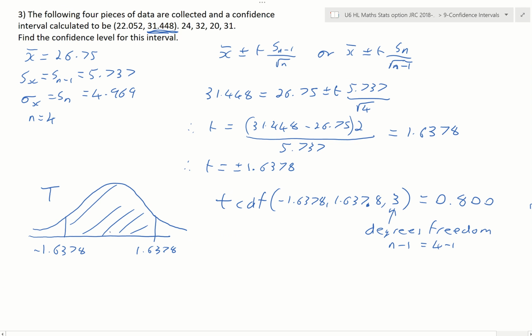So that means this area is 0.8. Therefore, if the area is 0.8, our confidence level is approximately 80%. So we're 80% sure, in this case, that we're going to get t-values between these two values. Those t-values we've worked out and converted came from here. So the confidence level for this is 80%. Okay, so do some questions.